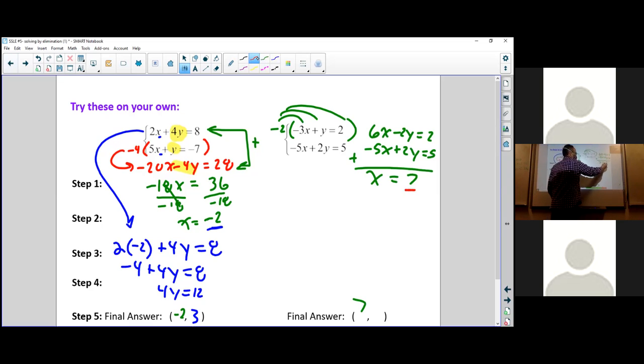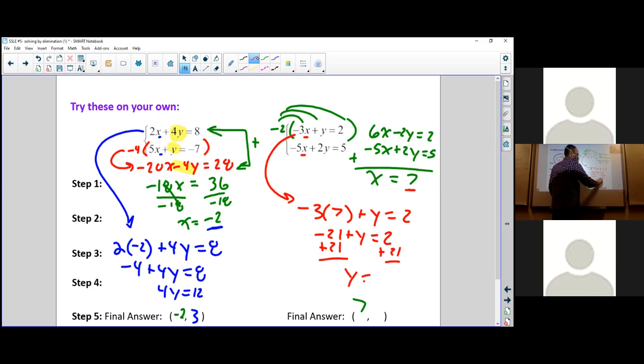I'm going to take this 7, plug it into either here or here. Doesn't matter which one. I'll pick this top one. This was an x. I'm going to put a 7 in. Add 21. Definitely would be a bad one to graph, because 23 would be way off our graph, the ones I would give you. Okay?